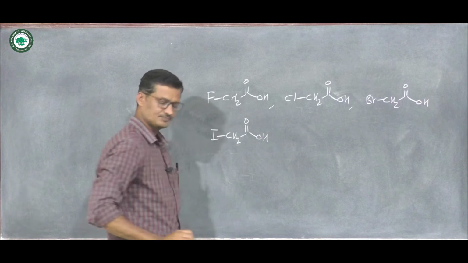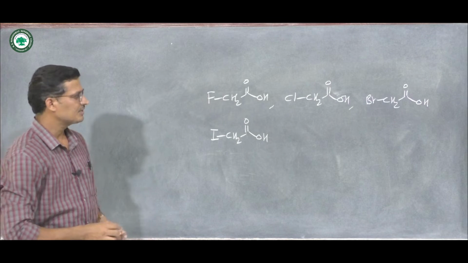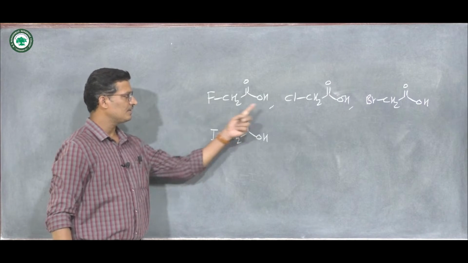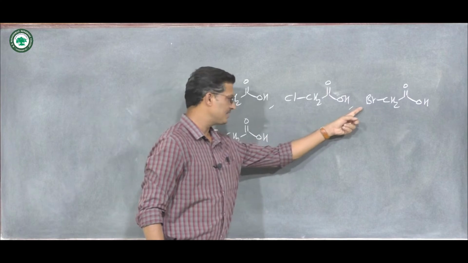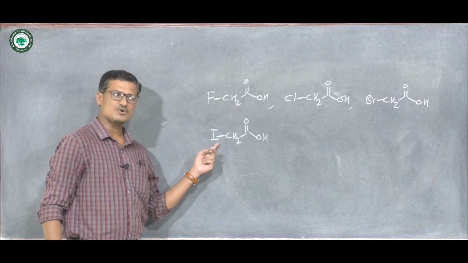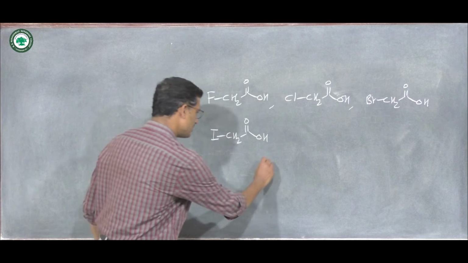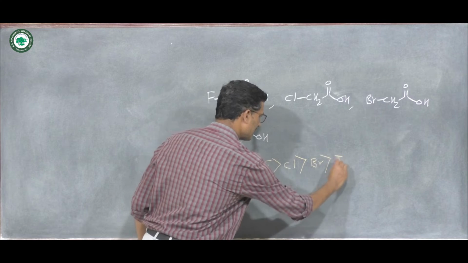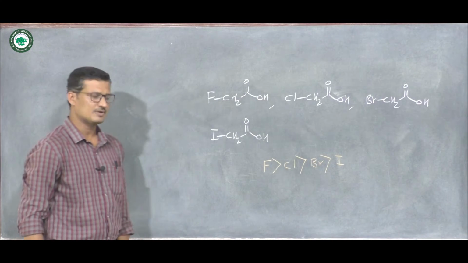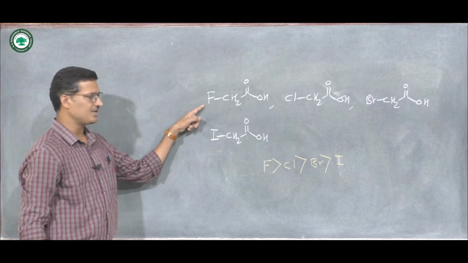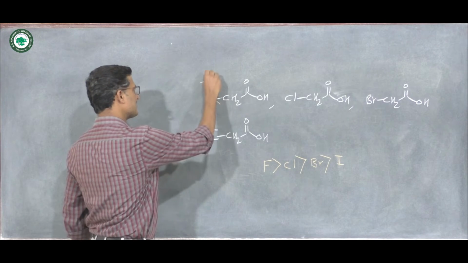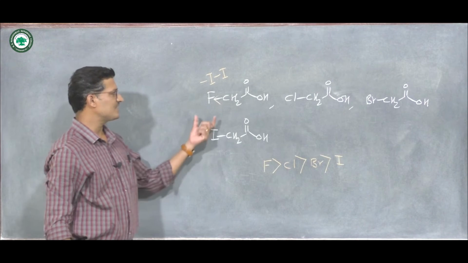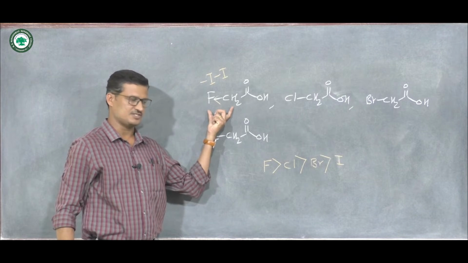What happened here? When we change a substituent, it means we change the electronegative atom. Here the fluorine, here the chlorine, here the bromine, and here the iodine. So what is the order of electronegativity? Fluorine is more electronegative, then chlorine, then bromine, then iodine. So when fluorine is more electronegative, it gives more and more minus I effect. And when it gives more and more minus I effect, this makes fluoroacetic acid a stronger acid.